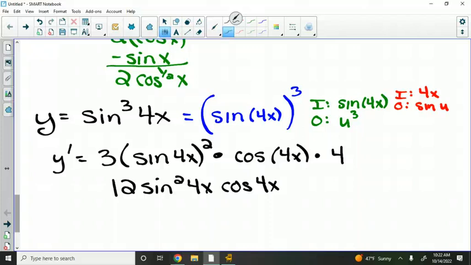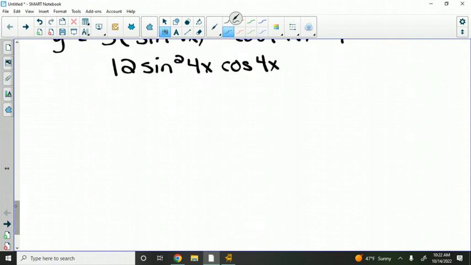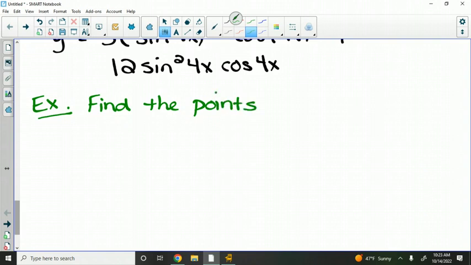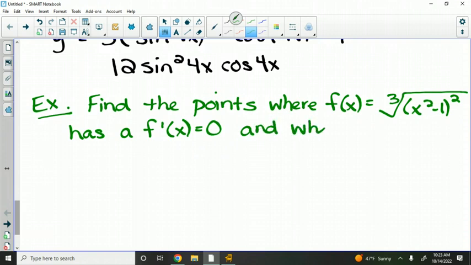Okay, now, next one that we're going to do, we're going to practice complete simplification because they're going to ask us another parts of this question. So here is what the example is going to say for us. We are going to find the points where f of x equals the cube root of x squared minus 1 squared has a derivative that equals 0 and where the derivative does not exist.